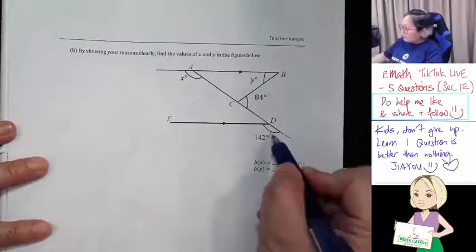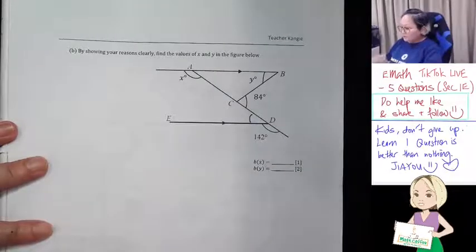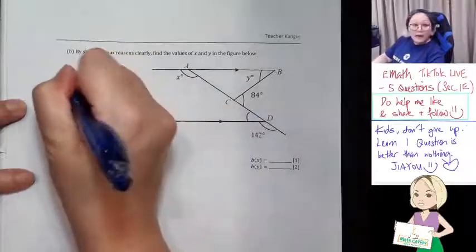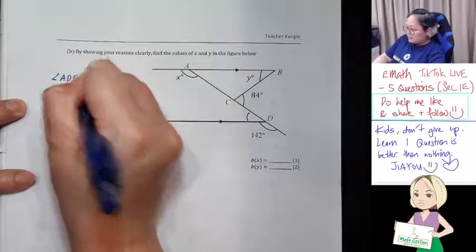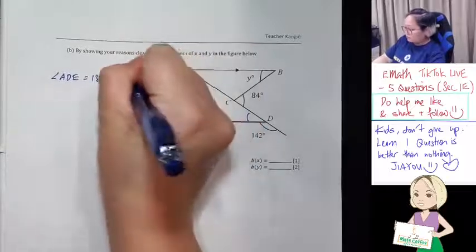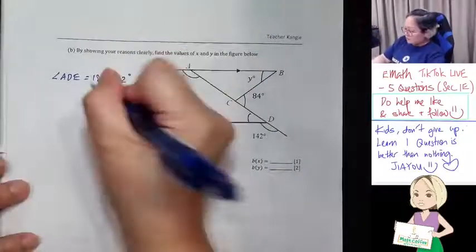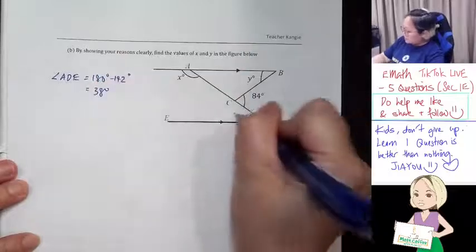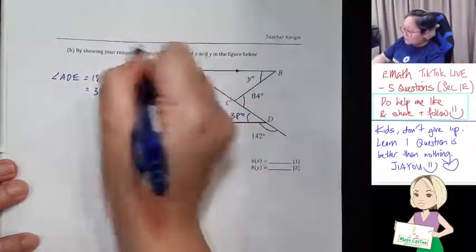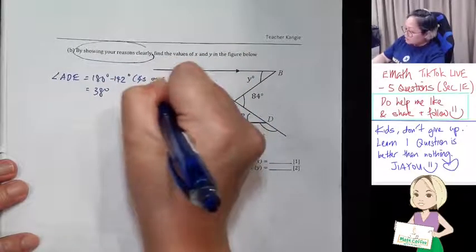Okay, I will know, oh, this is a straight line. I will do this one first. Agree? So you will say angle ADE is equals to 180 minus 142. And that will give me 38 degree. So this side is 38 degree. Because this is angles on a straight line, and they already say, state your reason clearly, so angles on a straight line.